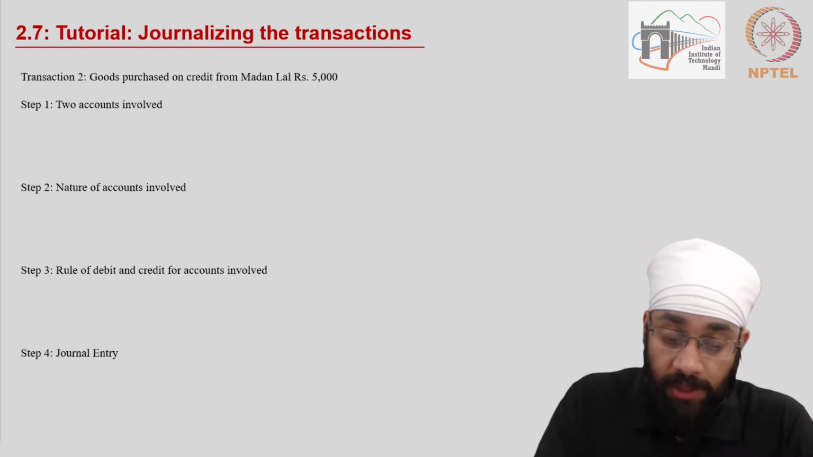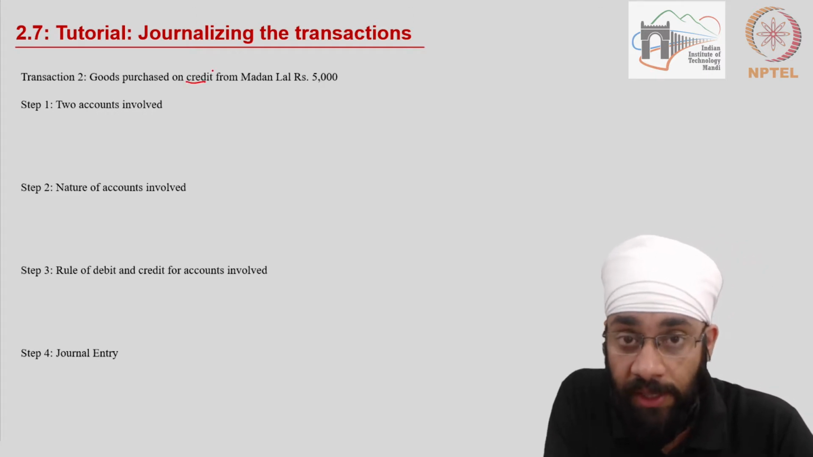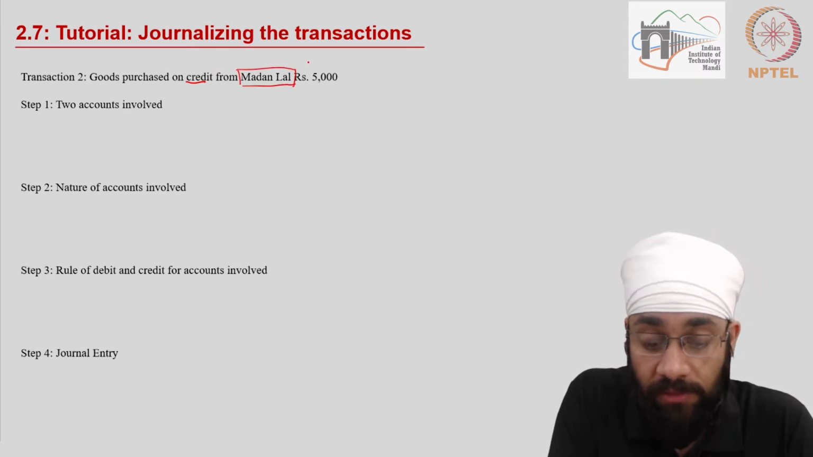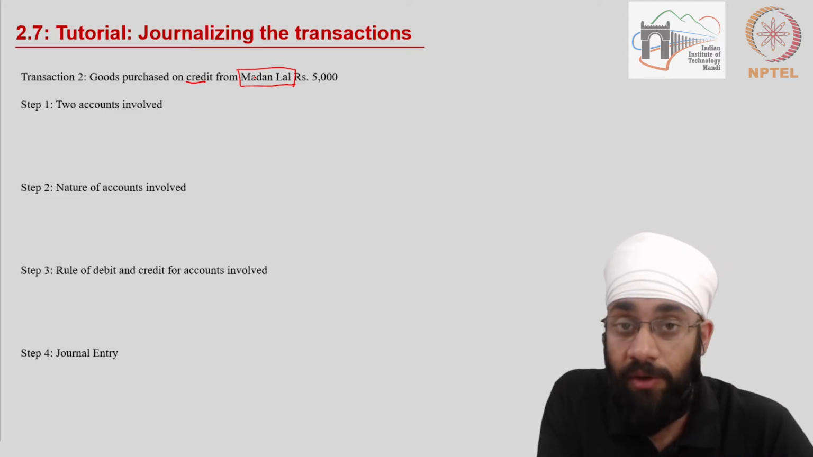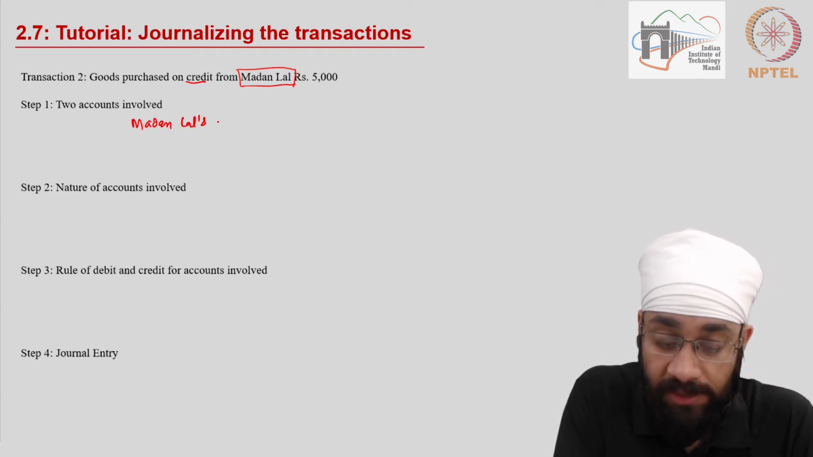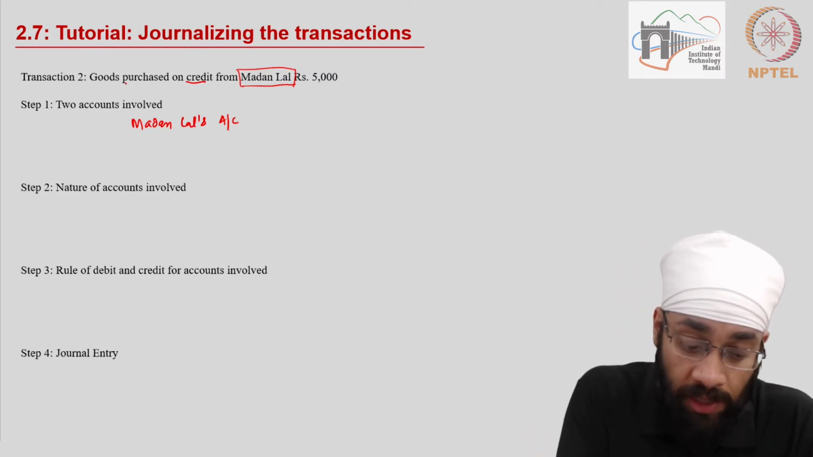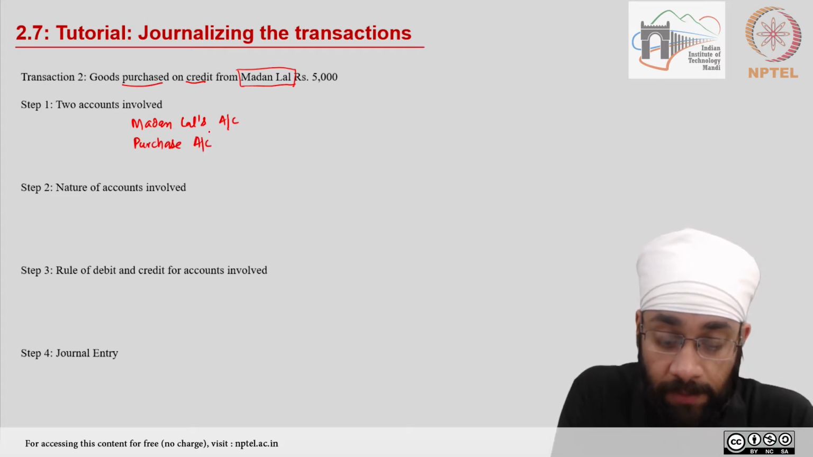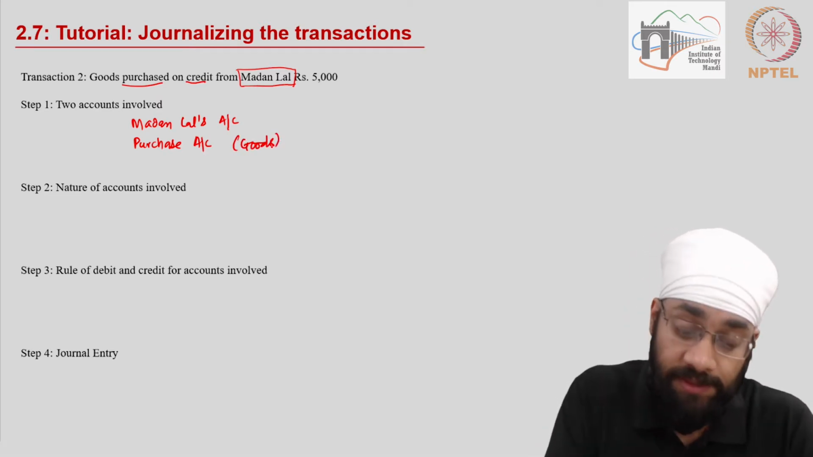Goods purchased on credit. Now, as soon as we see a transaction on credit, we are interested in knowing the party with whom the transaction is being done. So, Madan Lal, he's the person with whom the transaction is being done. Since it is on credit, no cash is being paid. So, Madan Lal's account is one of the accounts where you should record this transaction. The other is purchase. So you're purchasing goods, so this is purchase account. Purchase account represents the goods that you purchase for resale purposes.